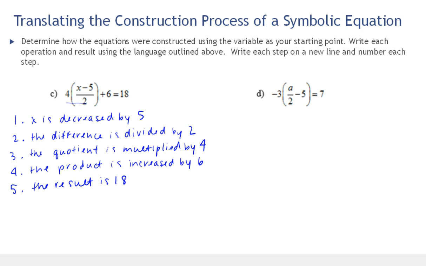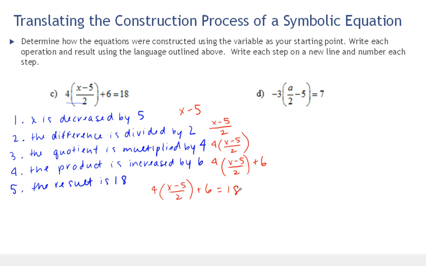Let's just write the symbolic pieces as we go so we can acclimate to this process. So x is decreased by 5. The difference is divided by 2. The quotient, so this previous answer, is multiplied by 4. Notice we have to put this in parentheses to multiply the whole quotient. The product, well, this is the product, is increased by 6. So we add 6, and the result is 18. So now we can set this expression equal to 18.